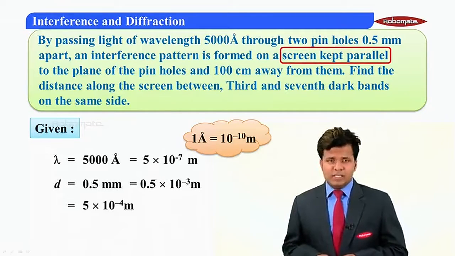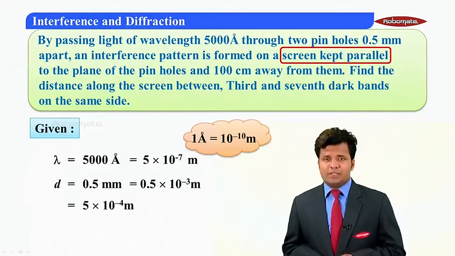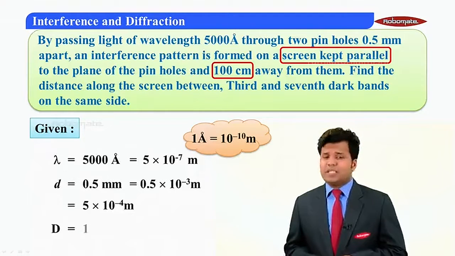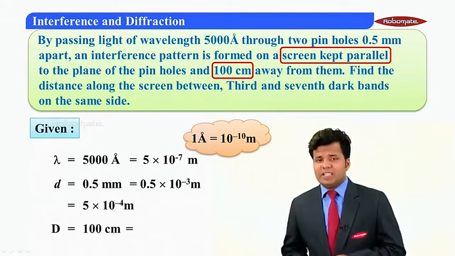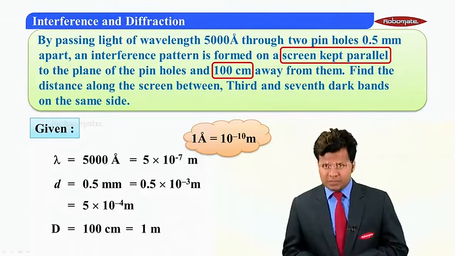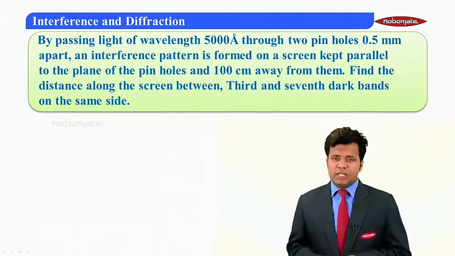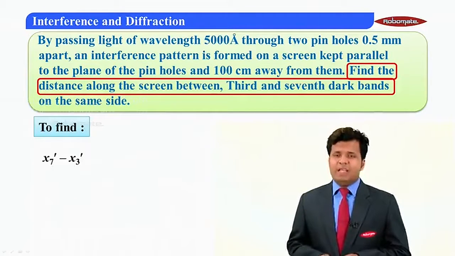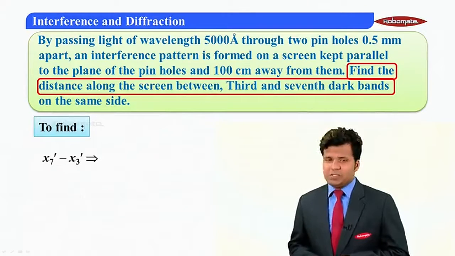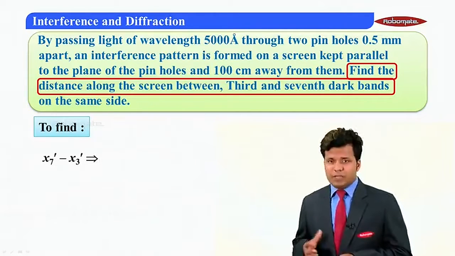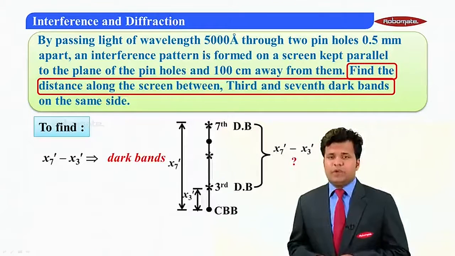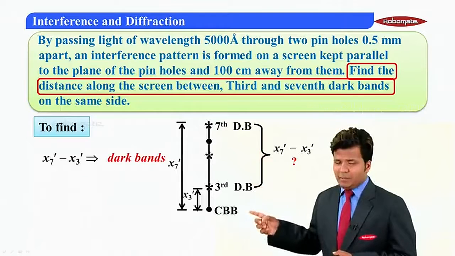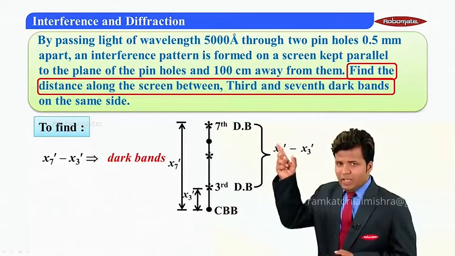And what else is given? A very important thing, the screen's distance which is kept parallel to the pinholes, that is capital D, is exactly equal to 100 centimeter, and we know that 100 centimeter is 1 meter. So this is what is given in this question, students. Now we need to find out the distance between the 7th dark band and the 3rd dark band. So if the pattern is given, we would get a visualization of it. So we need to find out the difference, and here is that pattern, the 7th dark band and the 3rd dark band.